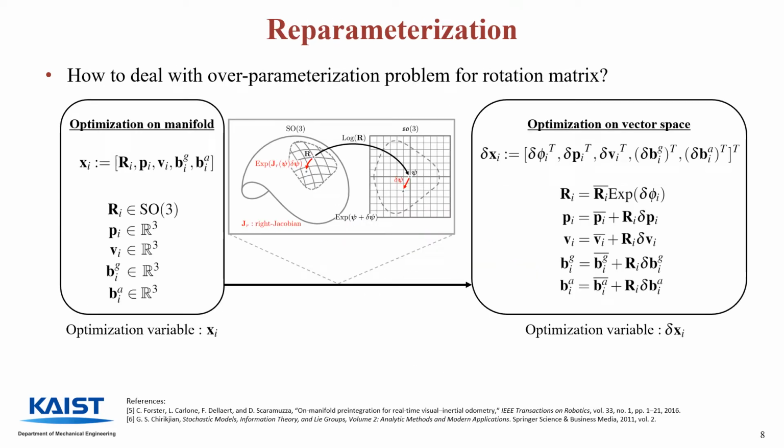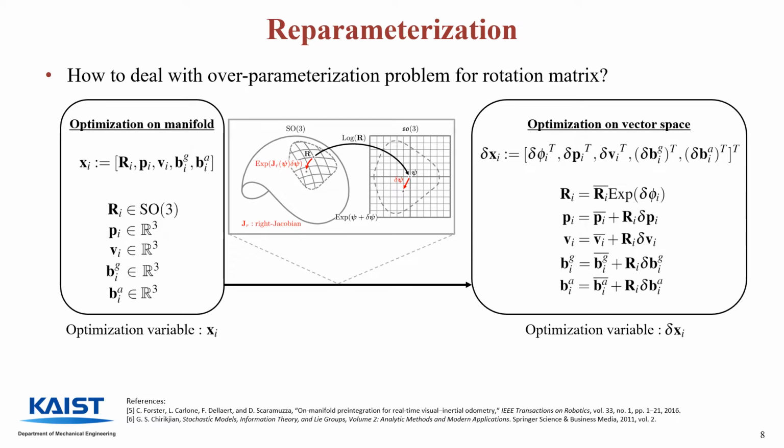However, since our states include a rotation matrix, which is a 3D special orthogonal group, an over-parameterization problem can occur. This is carefully handled by reparameterization through Lie group theories, which is well explained in the reference articles. To briefly summarize, the original optimization on the manifold is projected to the tangent space, which is further mapped to the vector space. The optimization problem is solved in the vector space, and the solution is retracted to the original manifold space.